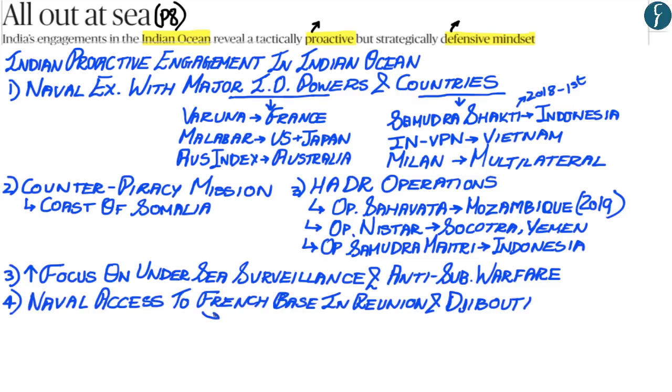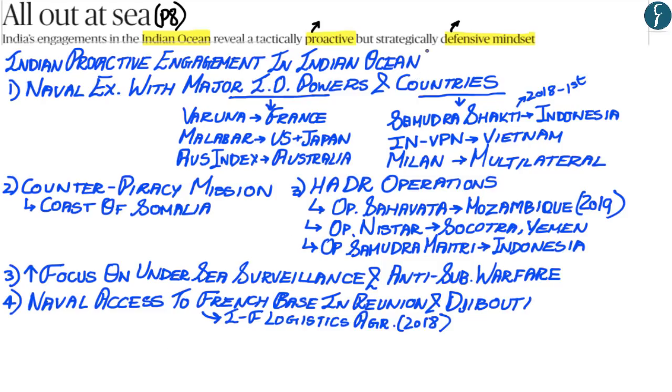Now, India and France signed a logistics agreement in 2018. Under this logistics agreement, India would have access to French military facilities located in Reunion Island or in the country of Djibouti. And what is currently being seen is that India is seeking this naval access to French bases within the Indian Ocean.